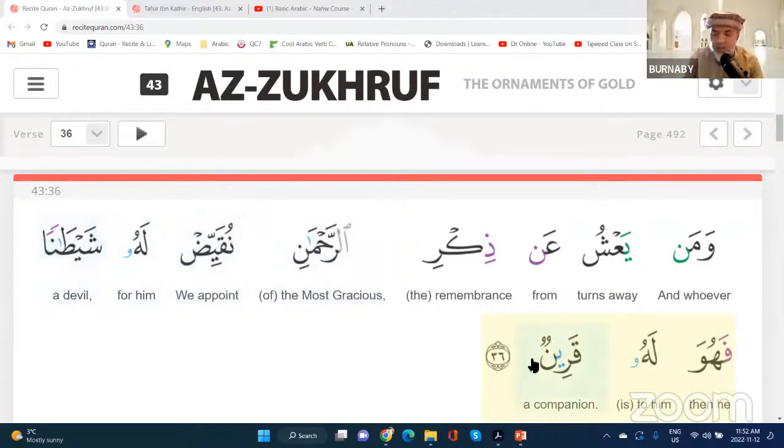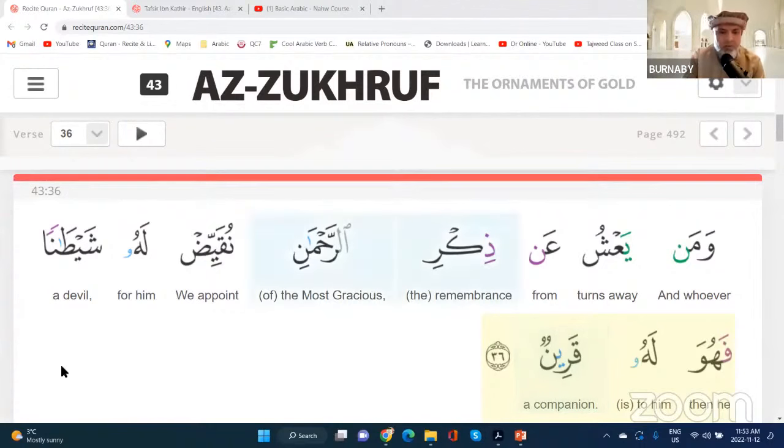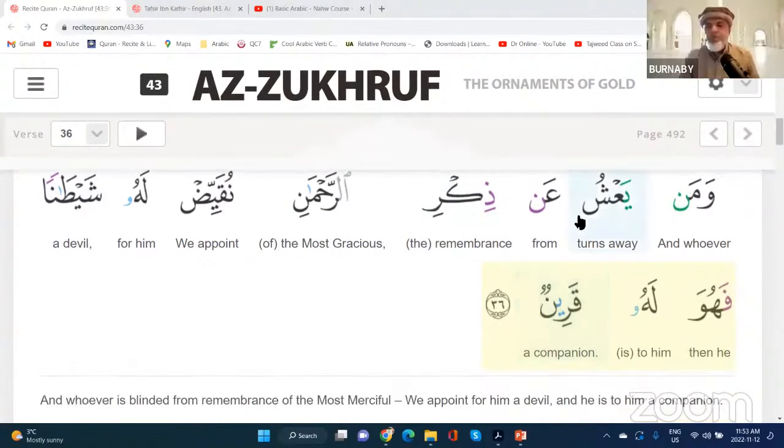Kareenun. What do you see, kareenun? A companion. Is this a noun? Yes. Is it wahid? Yes, singular. Is it masculine or feminine? Masculine. Why? Because it does not fall in any of those categories of the feminine we discussed. Plus, as soon as we know that we're talking about shaitan, are we going to talk about him as a male companion or a female companion? Male companion. Right. So alhamdulillah, you saw that.